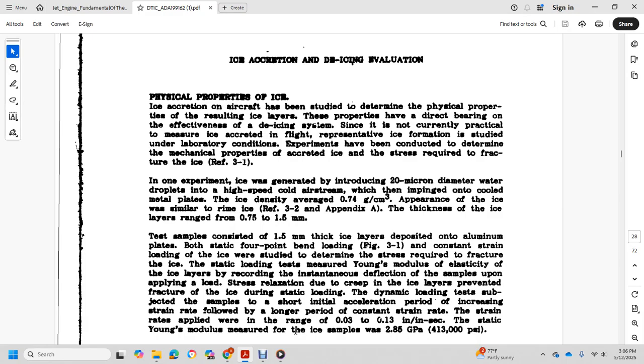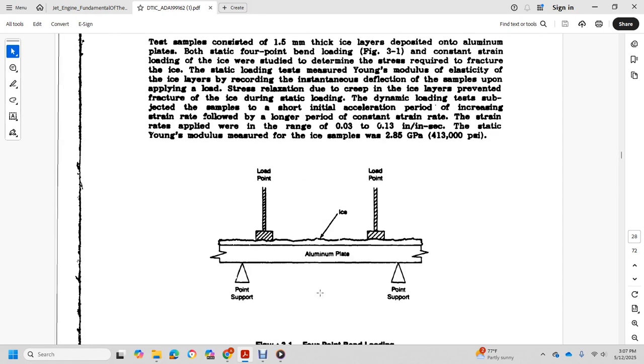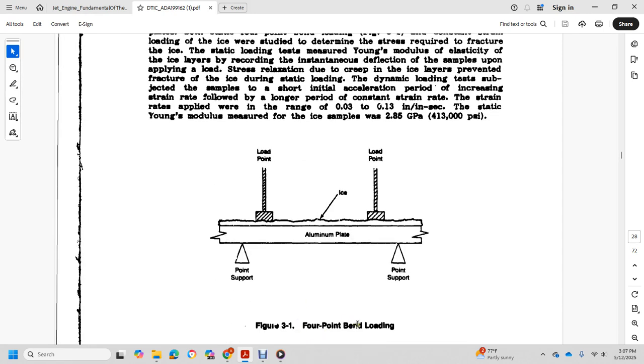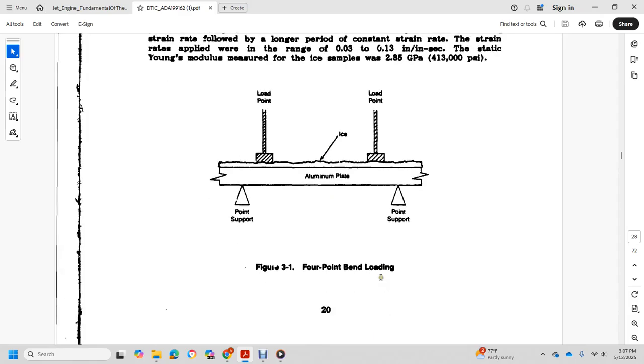Dynamic load testing was performed with a short initial acceleration and creep of the strain, followed by a long period at a constant strain rate, with strain rates applied in the range of 0.3 to 300 to 1300 inch per inch per second. The static Young's modulus measured for the ice samples was 2.85 gigapascals, or 413,000 psi. Figure 3.1 shows the 4-point bend loading: a load point, a point support, ice, and the aluminum plate.